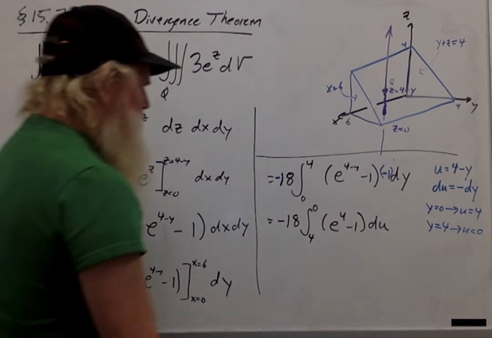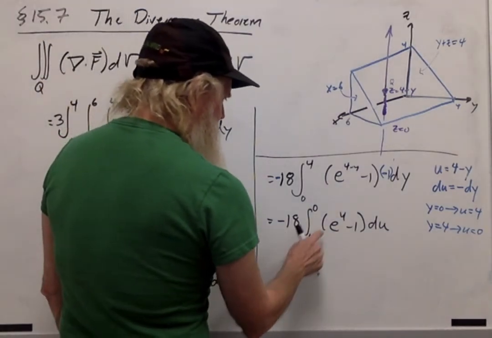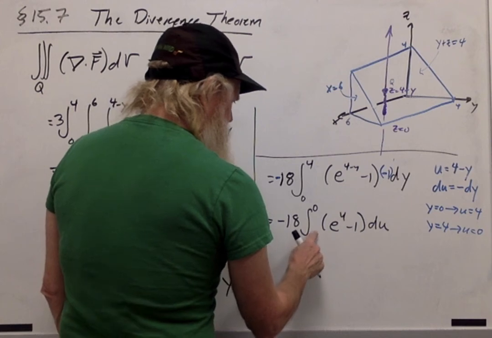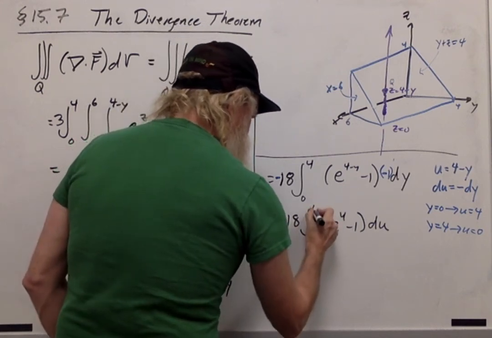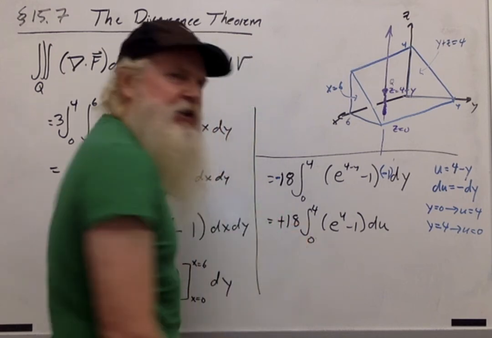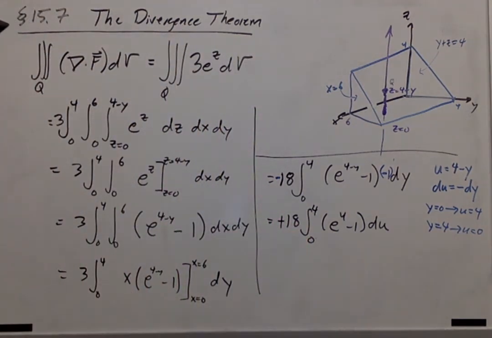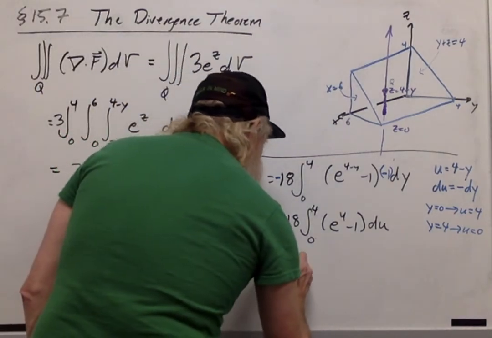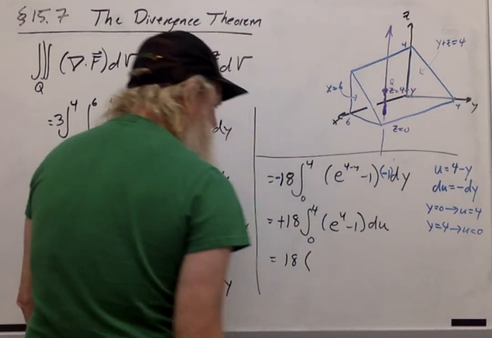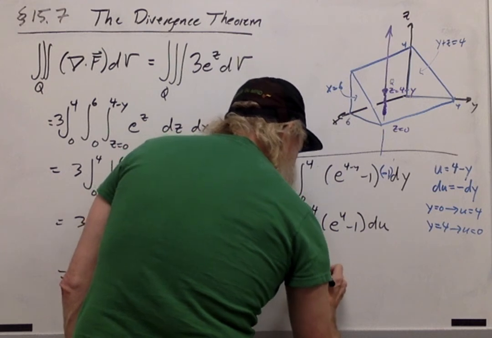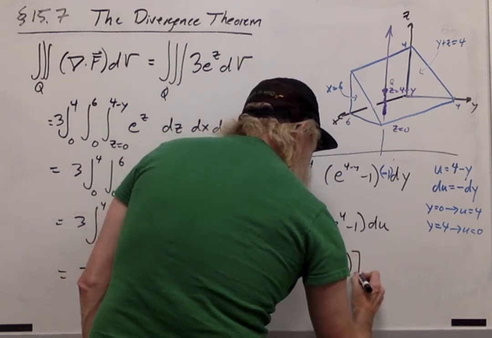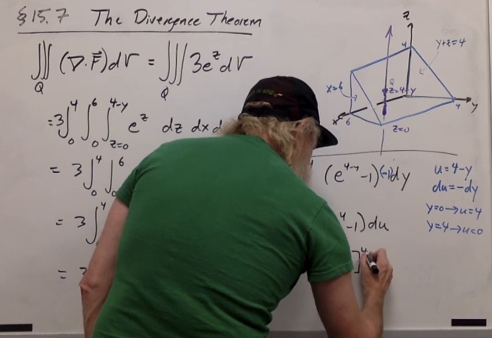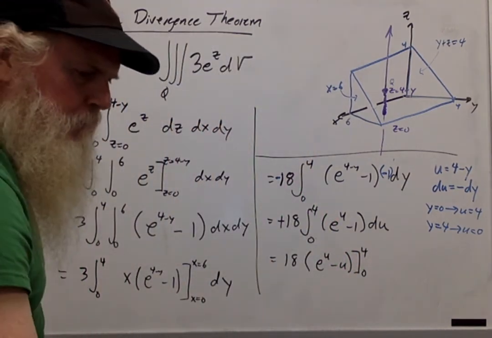And that might look bizarre to you. It looks a little bizarre to me to have the 4 on the bottom. So let's swap those and change the sign of the integral. Okay, now we can carry out the integral. We have 18 times the integral of e to the u minus 1, which is e to the u minus u, and I'll be going from u equals 0 to u equals 4.